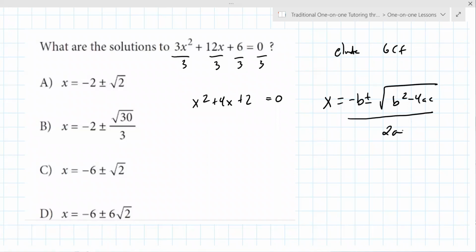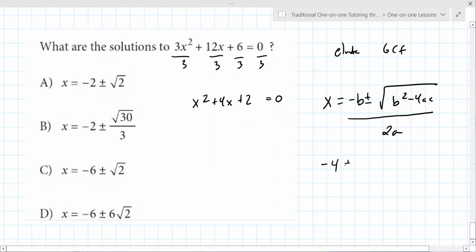Is it the square root of 2? I want you to do everything for this one. Yeah, that seems most reasonable to me. Your b value though is 4, right? Minus 4, plus or minus, and then it's b squared minus 4ac, which is, what did you end up getting for that part? I got as far as the square root of 8 over 2.